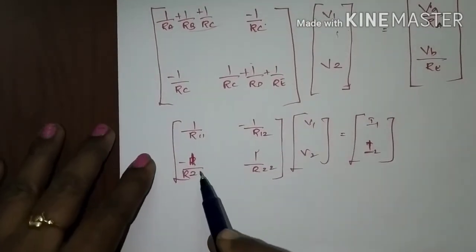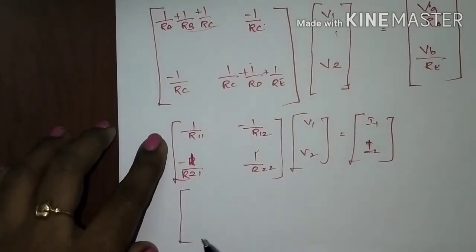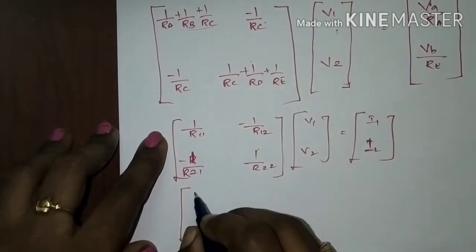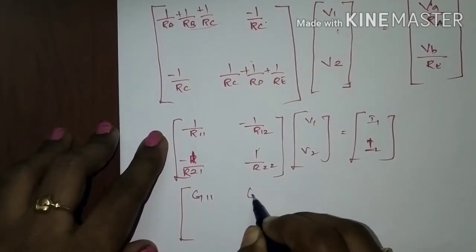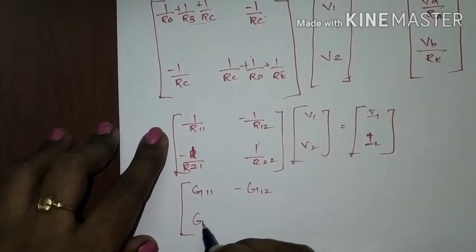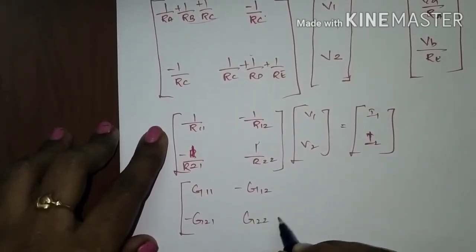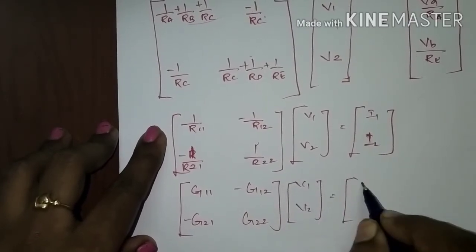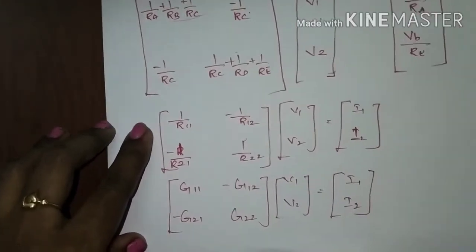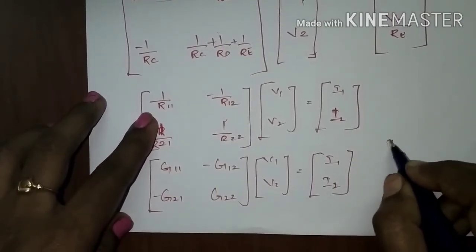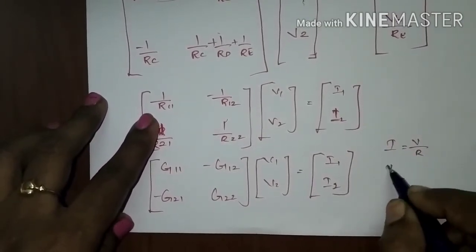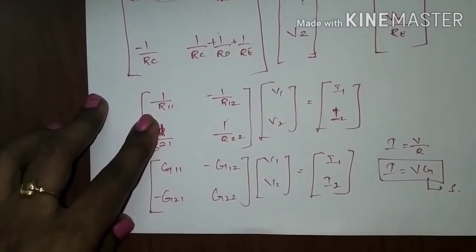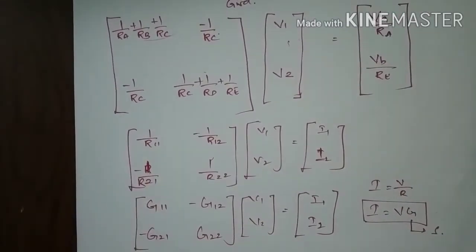So this can be further reduced in terms of 1 by R, the reciprocal of resistance, which is the conductance value. So you can write the matrix G11, G12, minus G12, minus G21, G22, into V1, V2, which is equal to I1 and I2. As we all know, I is equal to V by R, so I is equal to V into G, where G is the conductance measured in Siemens.